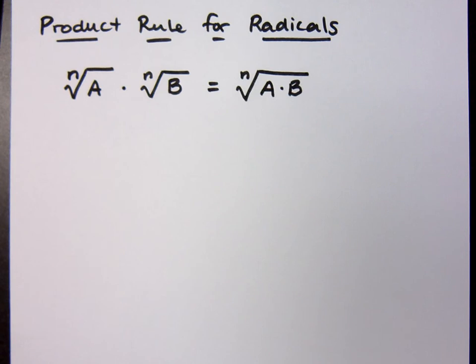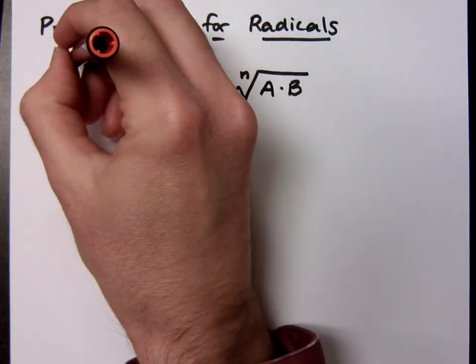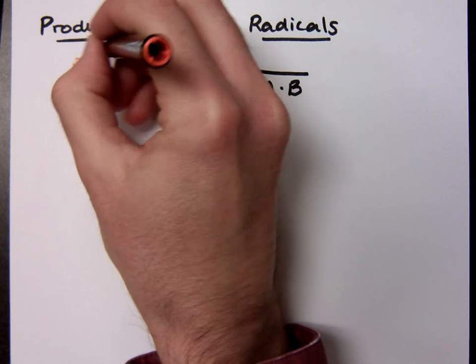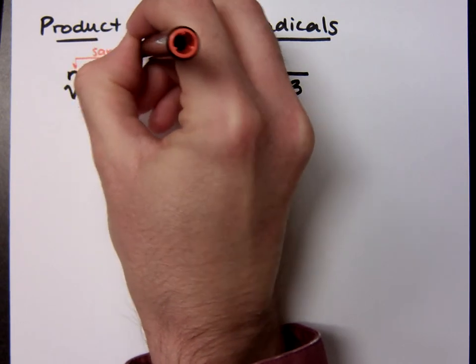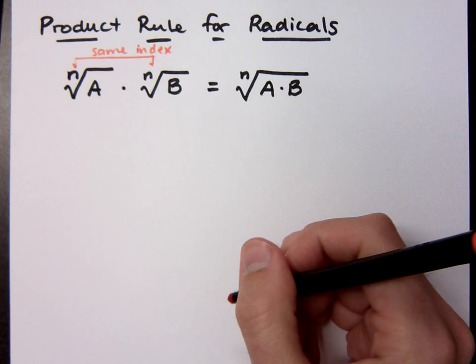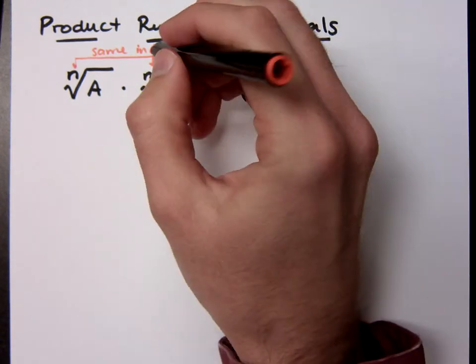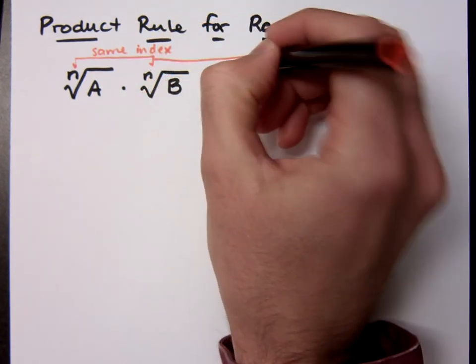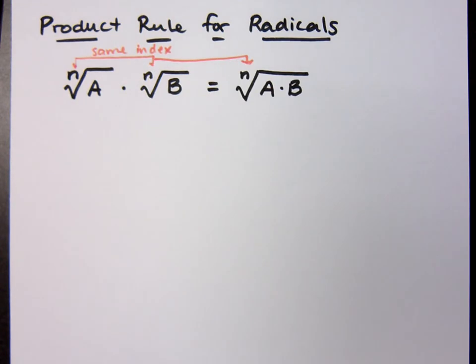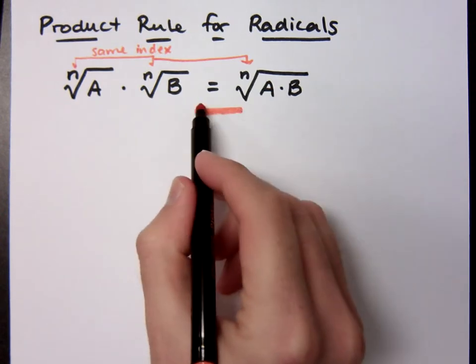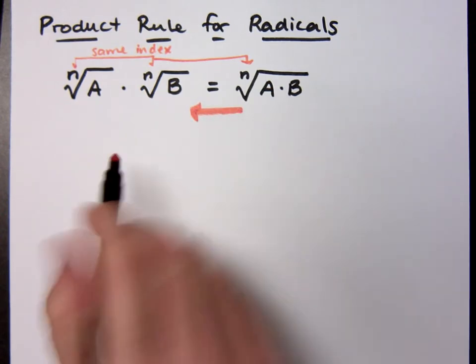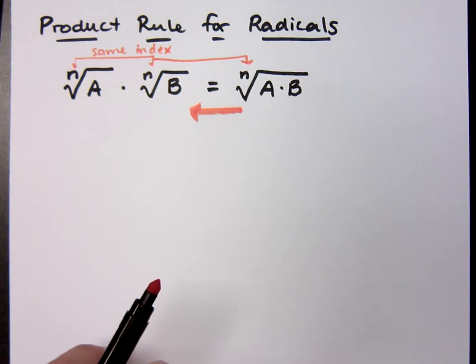The thing we want to stress to you is the following: you have to have the same index. As long as the index is the same, then you can combine this as one radical. Likewise, you can split it up. We're so used to seeing the equal signs going in only one direction, but you could also come back this way if you needed to. And we'll probably be seeing that a lot more than going the other way.